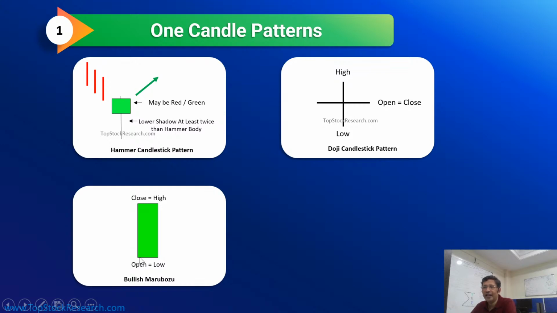Number 3 is Marubozu, or a long candle, where open is equal to low. That means the price opened at a certain value, and it moved only in one direction throughout the course of that period or the day, right? It moved only in one direction and closed at a higher price. So this clearly tells you who was in control and which direction the price is going.